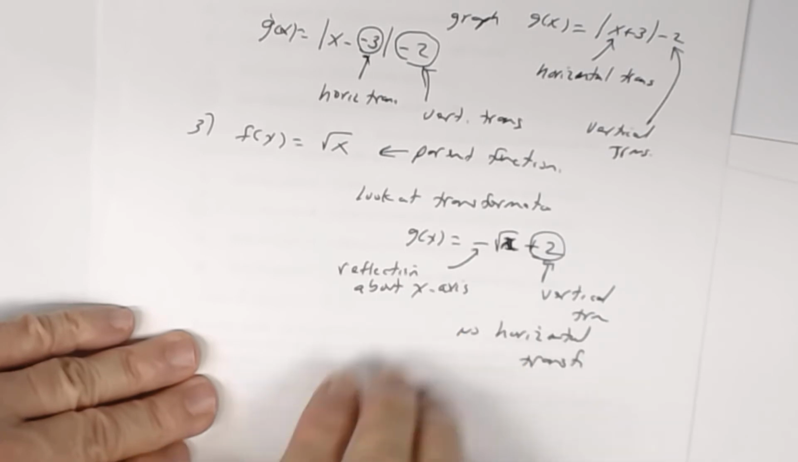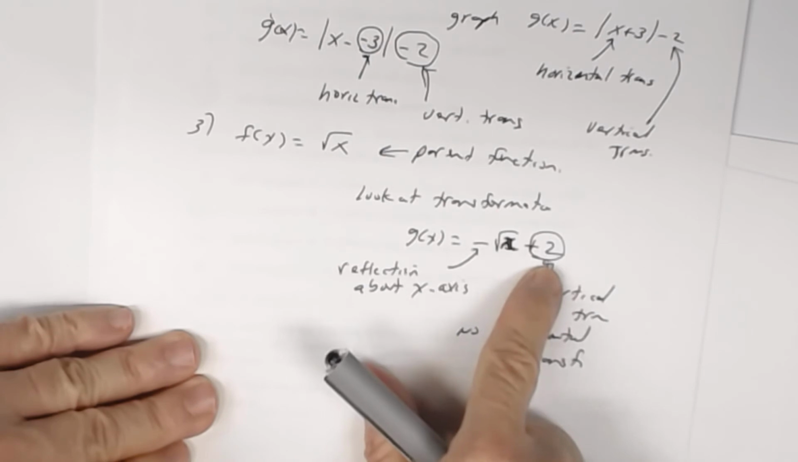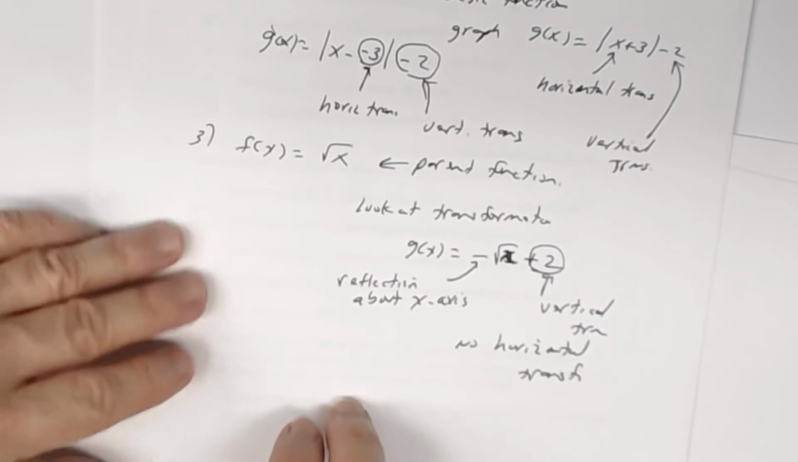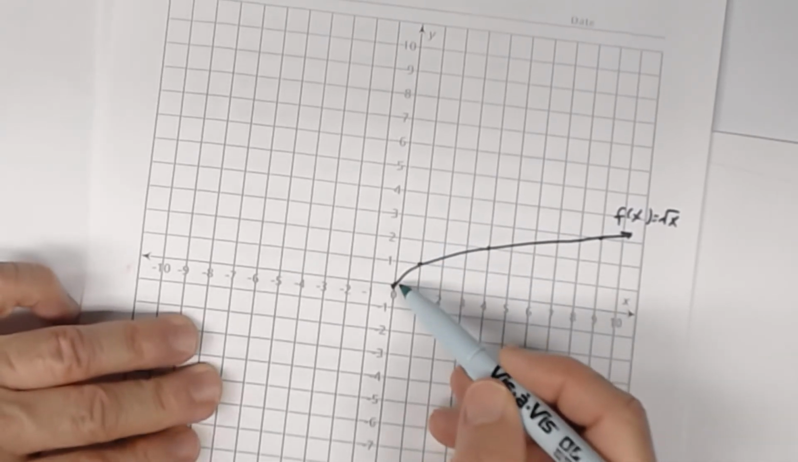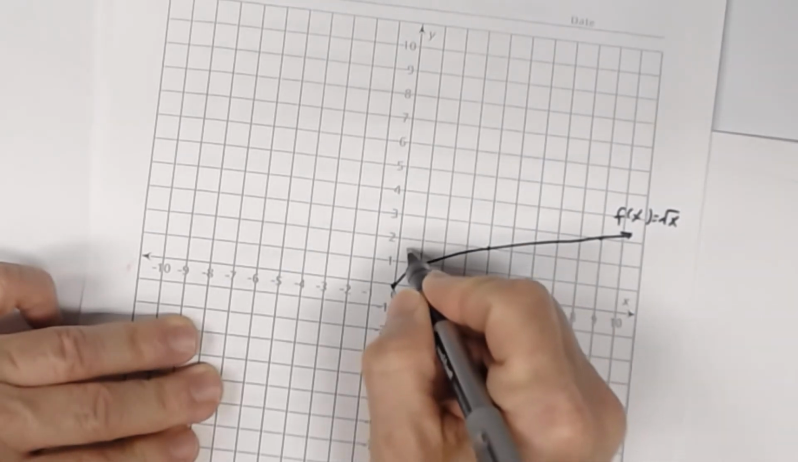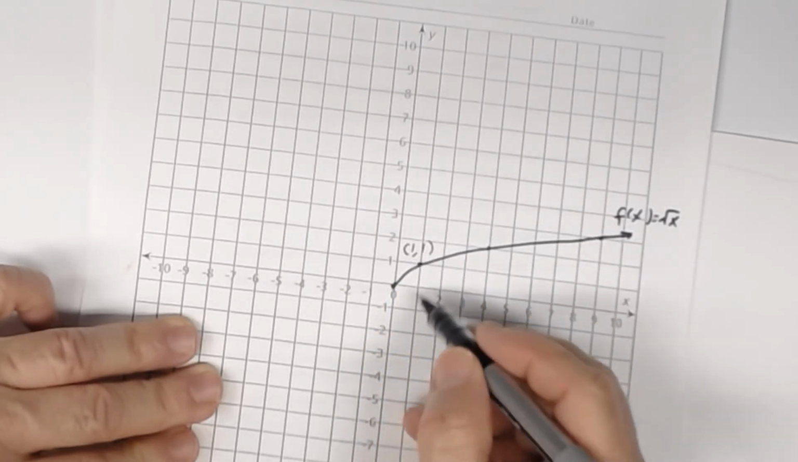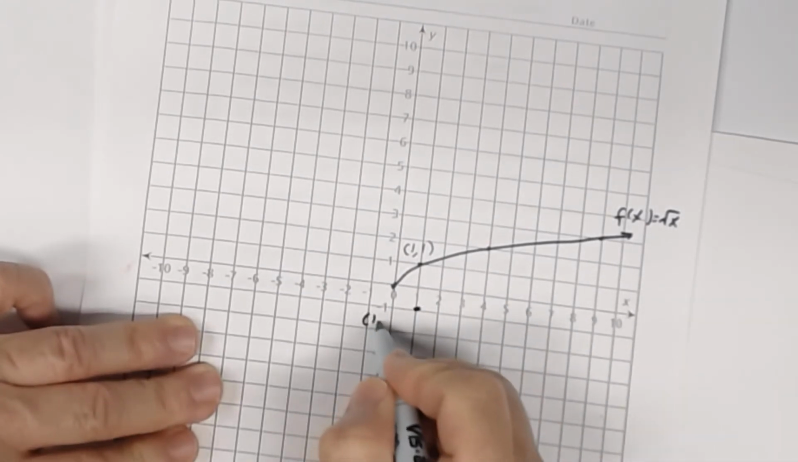All right, so there are 2 transformations you're going to do here. You're going to do the reflection about the x-axis first, and then you're going to shift it up 2 units since it's positive. So here's what you're going to have. I would do this with a green marker. Every point is reflected about the x-axis. See this point right here, the point 1, 1? When I reflect it about the x-axis, it becomes the point 1, negative 1.